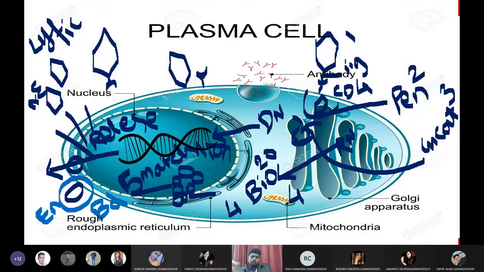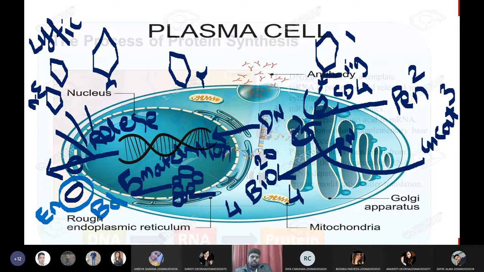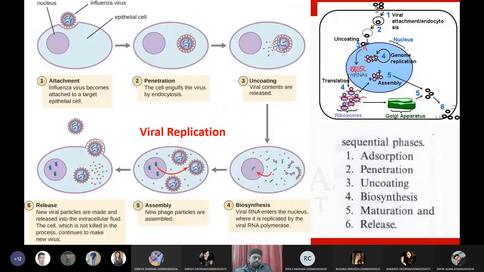Usually a virus always requires a cell for its replication, and it is always inside the cell. By this, the basic definition of viruses is obligate intracellular infective agents. This viral replication occurs in six stages. The virus first attaches itself to the surface of the cell. After attachment, it goes for penetration. After penetration, it uncoats its viral proteins. Then it biosynthesizes the viral products, which mature within the cell. Then these viruses are released outside the cell.